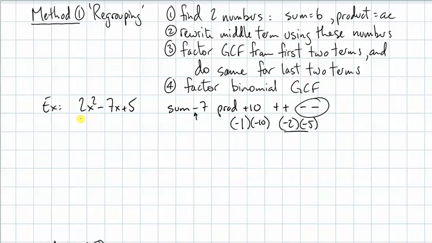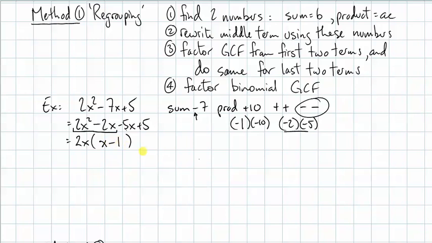Here's what we do. We keep the 2x squared, and now we're going to rewrite that second term using those 2 numbers. Notice how negative 2x minus 5x equals negative 7x. We're not done. This is not factored. It's a strategic rewriting. We're regrouping. Now we're going to look at the first 2 terms. They have 2x in common. Write the remainder. You might want to pause and see how you do.